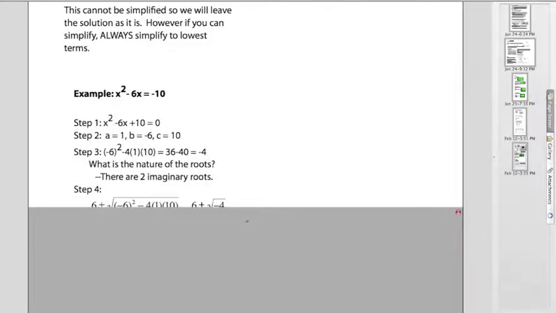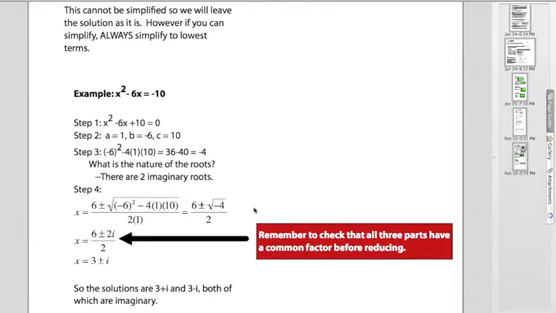Let's plug it in. Let me go ahead and get rid of this. We're going to plug it in, just like last time. We have 6 plus or minus the square root of negative 4 over 2. Now, be careful. I went ahead and simplified to get 6 plus or minus 2i because we have a negative under the radical. So whenever you have a negative, you've got to pull out that i. The square root of 4, of course, is 2. Check all three places to make sure that all three numbers have a factor in common. In this case, they all share a factor of 2. When I divide out the 2, I'm left with 3 plus or minus i.